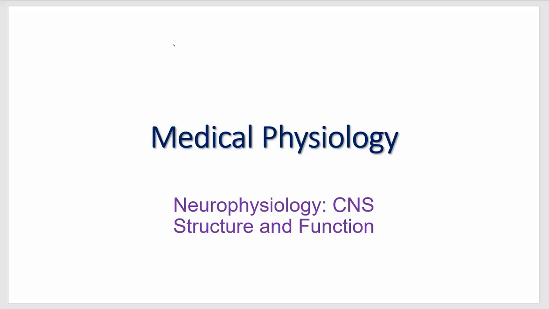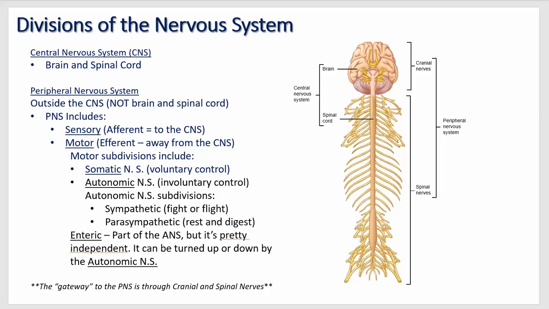Hi, so today we're going to talk about neurophysiology, so the brain, nervous system. We're going to talk about central nervous system structure and function, and primarily we're going to focus on structures and functions of some of the things in the brain, and we're also going to have an intro to that before we discuss those things. So just to get oriented again, the central nervous system is the brain and spinal cord.